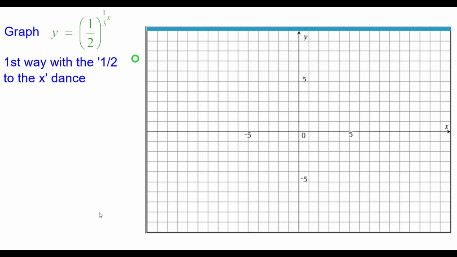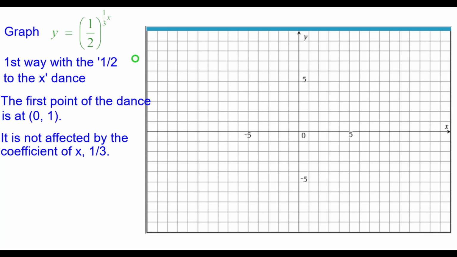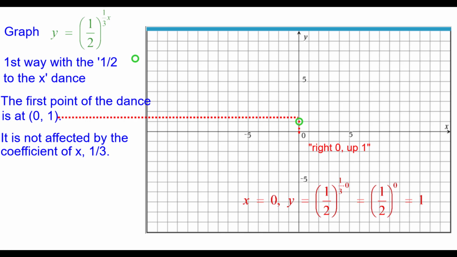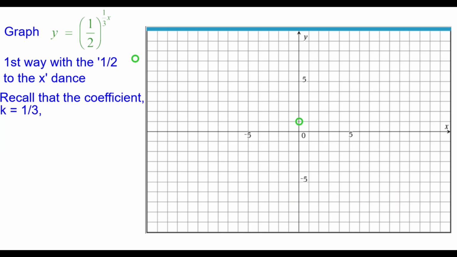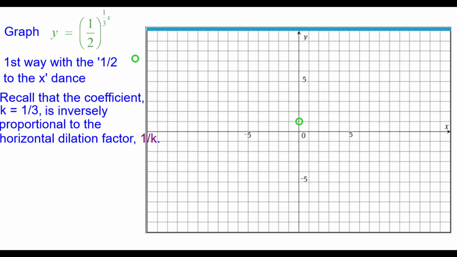The first way is with the 1/2 to the x dance. The first point of the dance is at 0, 1, and it's not affected by the coefficient of x, which is 1/3, because when x is 0, y is equal to 1, so we'll go right 0, up 1. Recall that that coefficient k equals 1/3 is inversely proportional to the horizontal dilation factor, which is its reciprocal. That is, you multiply each x value by the reciprocal of k, which in this case is 3.